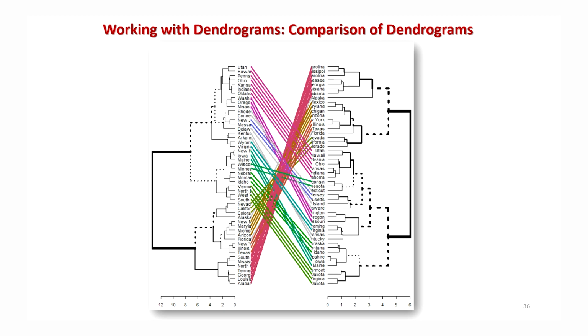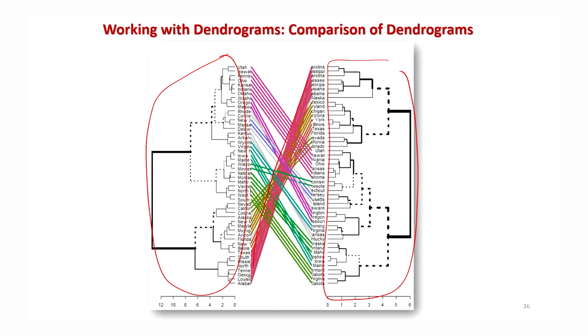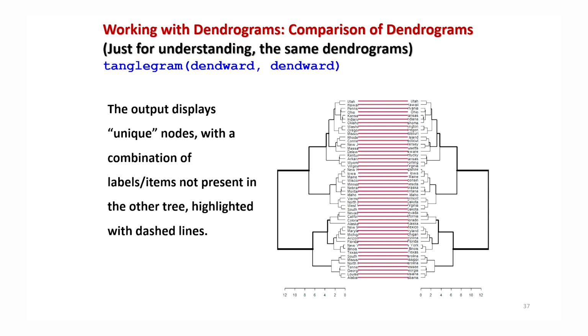Right, so you can see here, this is one dendrogram, and here is another dendrogram, and they are trying to show how something is related to something else. To understand how it is working, let me take an extreme example, where I create this tanglegram with the same data set. So dendrogram and dendrogram. Obviously, both the data sets are the same, so the outcome will look like this. You can see there are only straight lines, everything is matching with everything.